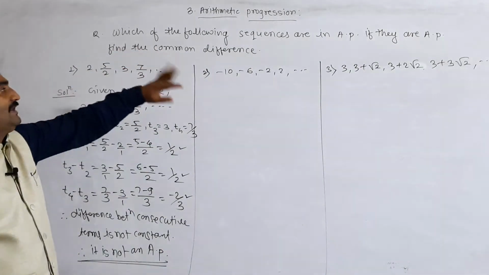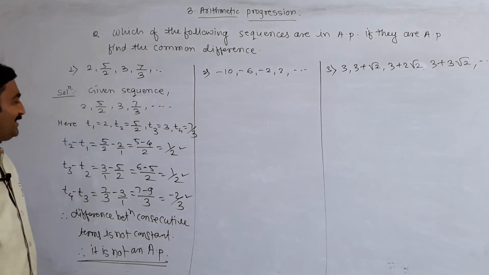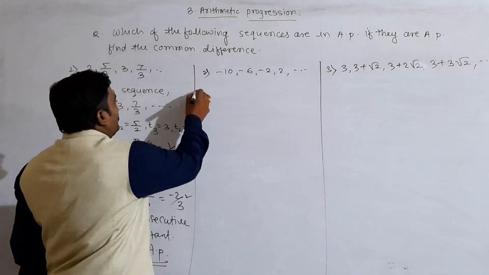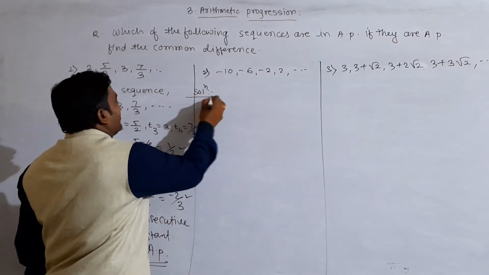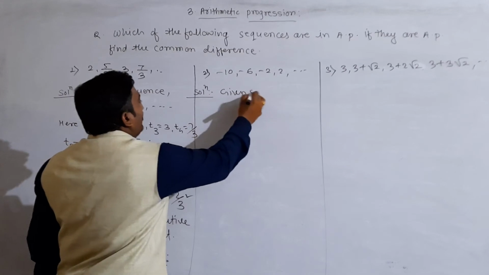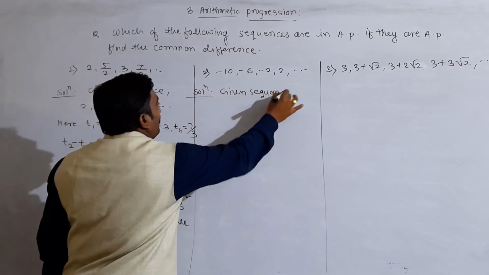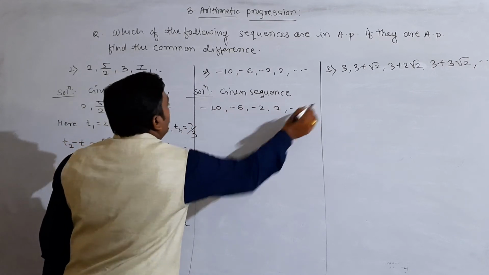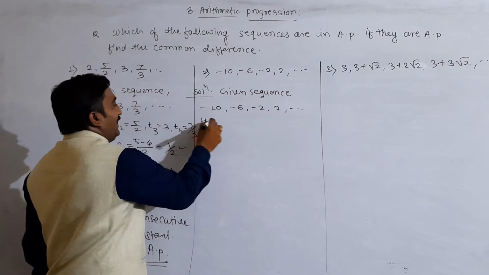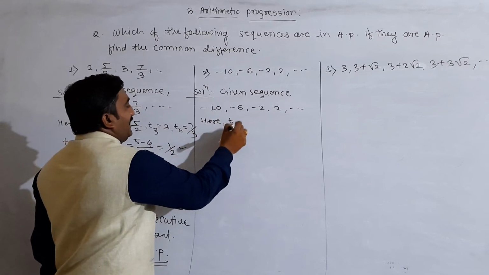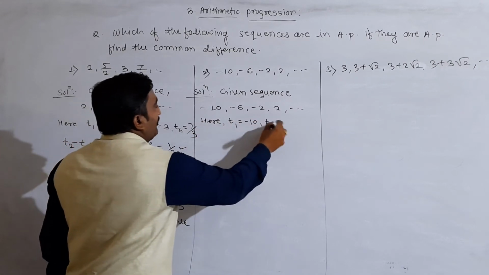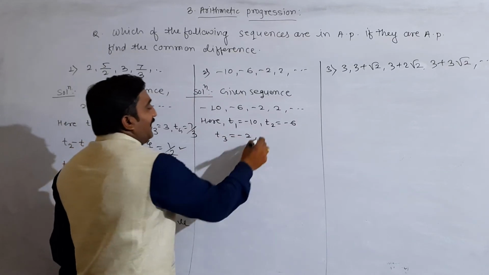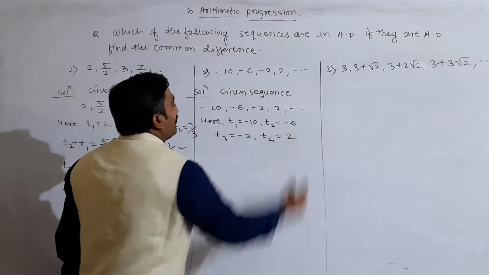Firstly, which of the following sequences are in AP? So first sequence is not an AP, remember that. Then we have to study here second example. Given sequence minus 10, minus 6, minus 2, 2, and so on. So here T1 is equal to minus 10, T2 is equal to minus 6, T3 is equal to minus 2, T4 is equal to 2.